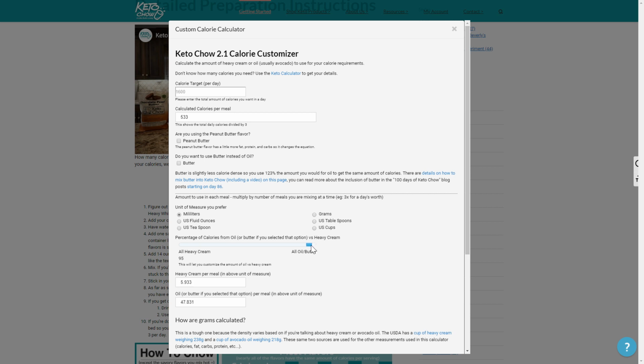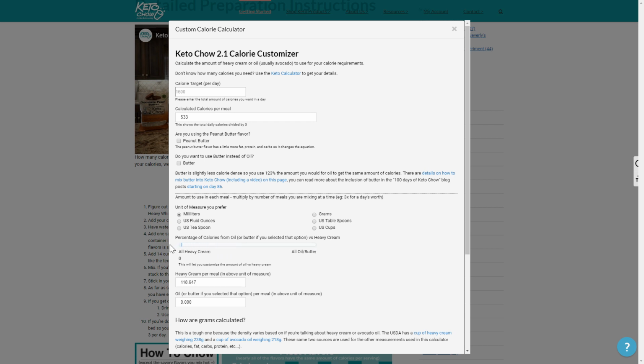So down here below, this is where we're getting into the butter. Percentage of calories from oil or butter versus heavy cream. So if you want to do all heavy cream, you put the slider on that side. If you want to do all oil or butter, you put the slider on that side. And it will change the numbers.